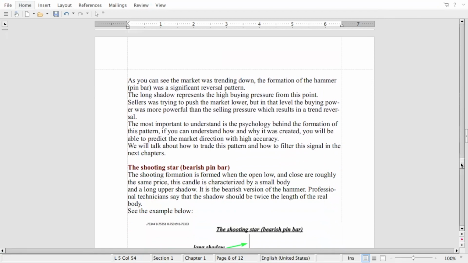Just put in your buy. The most important thing to understand is the psychology behind the formation of the pattern. If you can understand how and why it was created, you will be able to predict the market direction with high accuracy. You see, class, that's what I always tell you. When you understand the candle, how it forms and why it forms, it becomes so easy to trade the market, and that's why I believe in the power of understanding candlesticks.